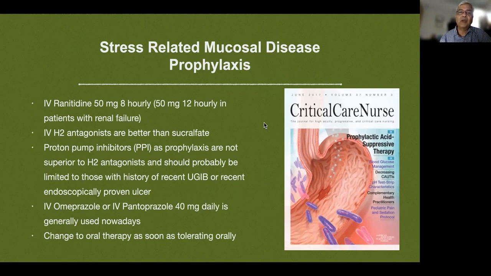IV H2 antagonists are better than using sucralfate. And even proton pump inhibitors, PPIs, as prophylaxis are not superior to H2 antagonists. So that is why we should prefer using H2 antagonists. We can use IV omeprazole and IV pantoprazole 40 milligram daily, also is possible. But as far as possible, try to use only H2 antagonists. And in case the patient starts tolerating oral therapy, you can change over to oral PPI prophylaxis.